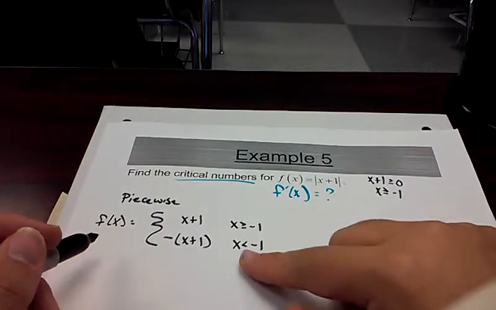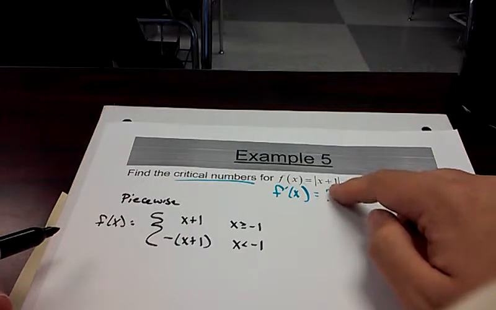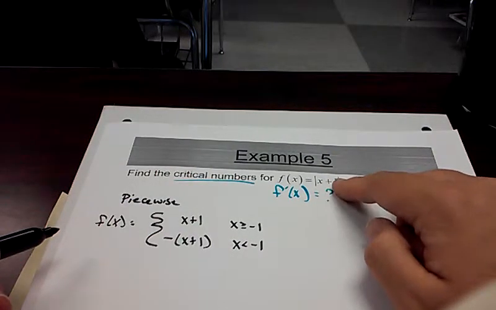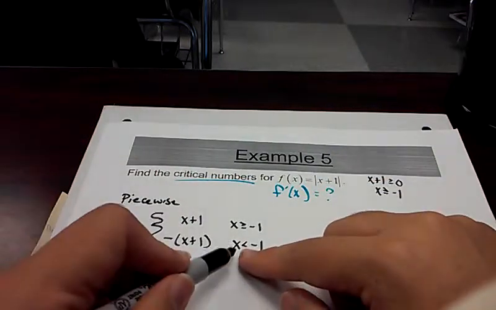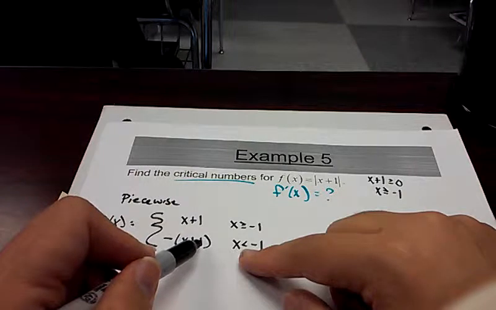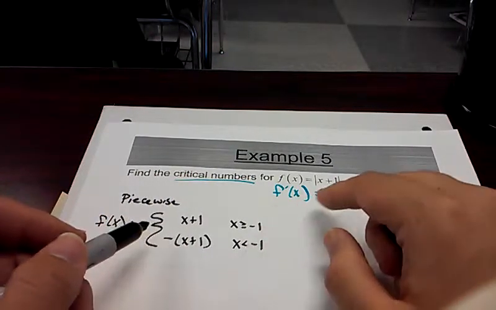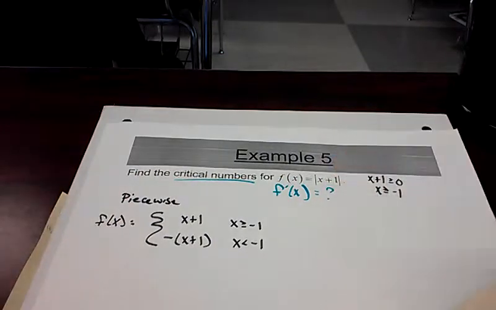So, for example, if I plugged in negative 2 into here, negative 2 plus 1 is negative 1, and the absolute value of negative 1 is 1. That's the same thing here. If I plug in negative 2 into here, negative 2 plus 1 is negative 1, and then negative 1 is 1. So you end up getting the same value.